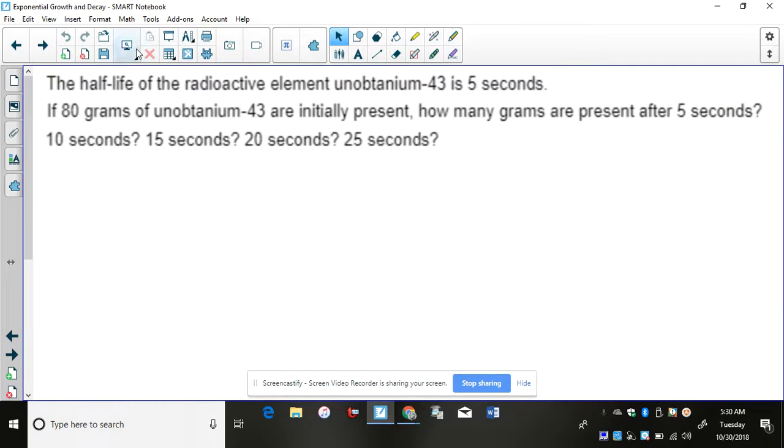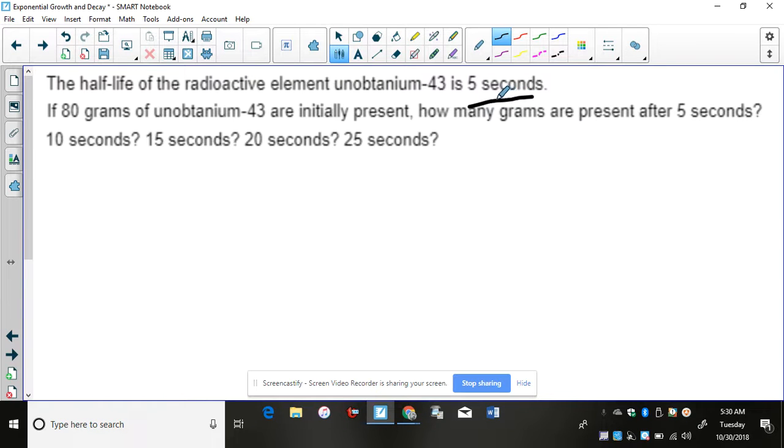This was a question from the homework that was sent to me. It's a half-life question, but it's not really like one of the problems we've been doing. It says the half-life of a radioactive element, unobtainium, which is fake, I think. I don't know. Maybe it's real. You guys tell me. It's 5 seconds.